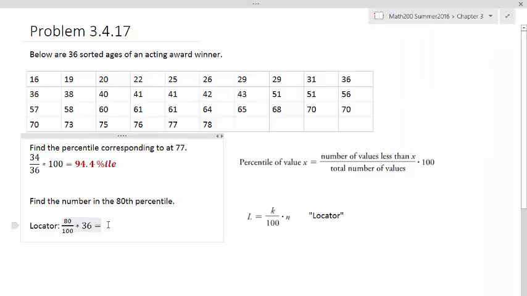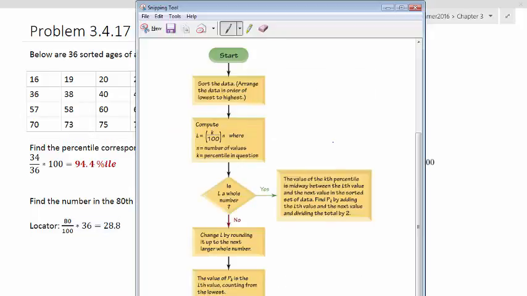Now this is not your answer. This helps us find the place. There is a flow chart on page 116 of your textbook that talks about how to interpret this value L. Let's see if we can get a copy of that flow chart. This is your flow chart. Let's take a quick look.